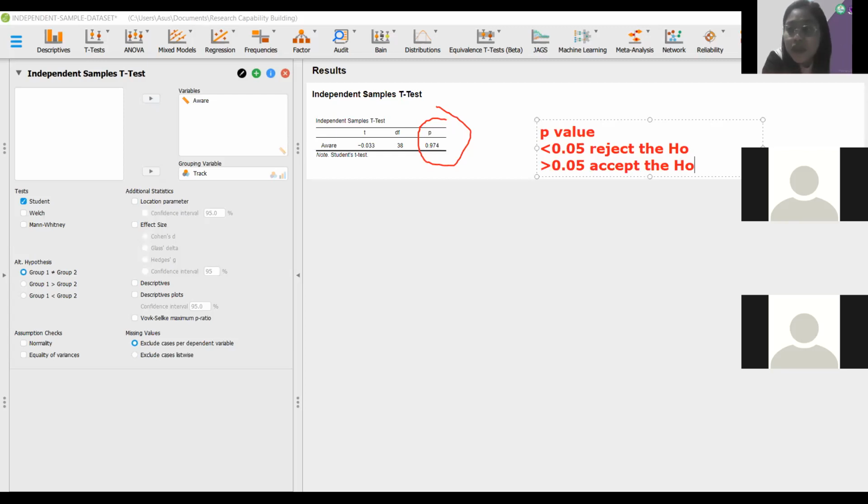That's how you do the t-test for independent samples. And that's how you interpret, class, the result of the test. So, it's the p-value. Okay?